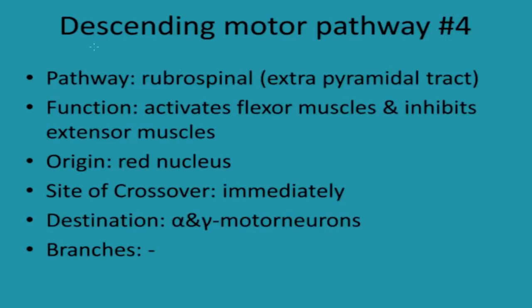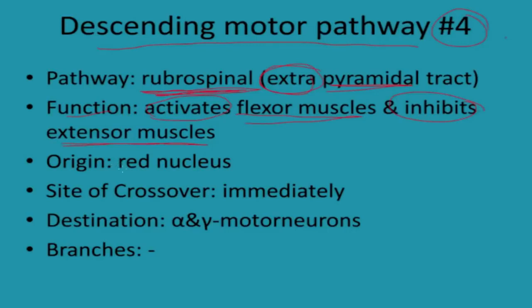Now we are going to talk about descending motor pathway number 4. This is another extrapyramidal tract called the rubrospinal pathway. Its function is to activate flexor muscles and inhibit extensor muscles.